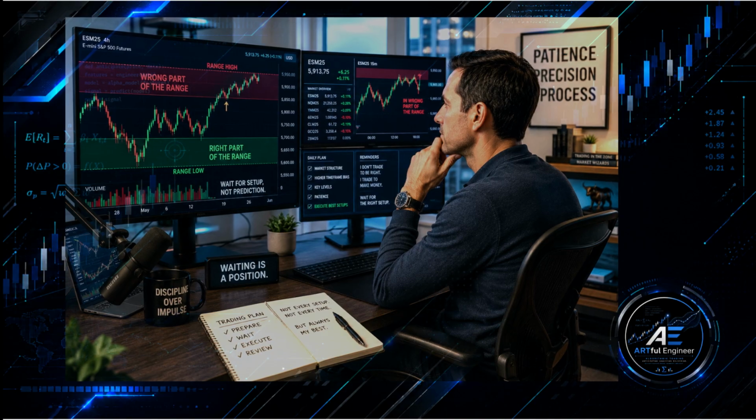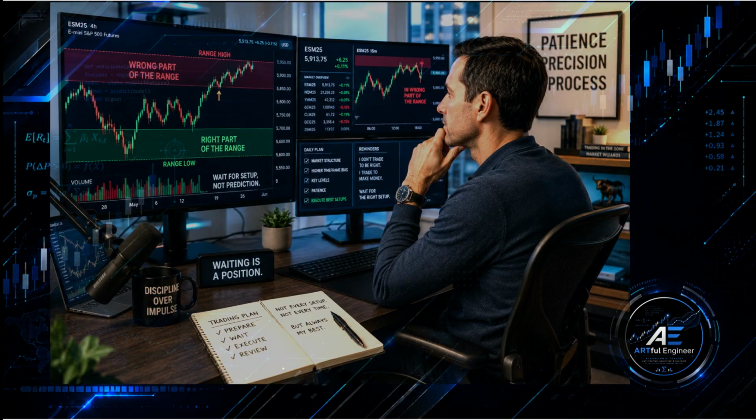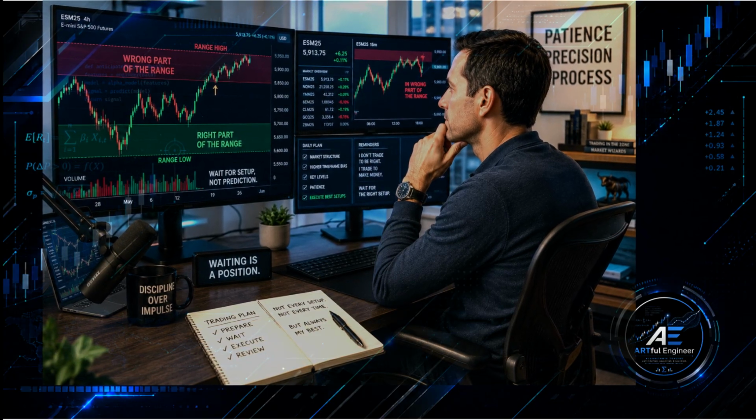Sometimes the best trade filter is not finding reasons to enter, it is finding reasons to stay out. Also remember, a missed trade is always better than a loss.